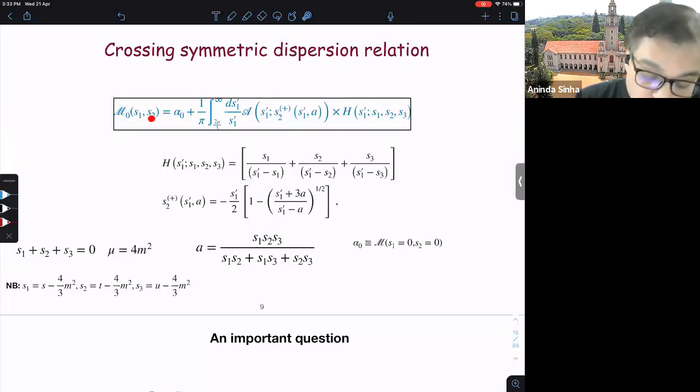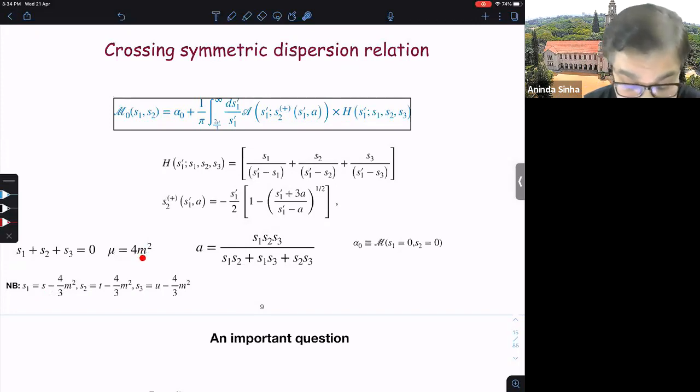So s1 and s2 are the analogs of the Mandelstam invariants. This is the amplitude. So s1 is just a shifted version of the Mandelstam variable. I've shifted it such that s1 plus s2 plus s3 is equal to 0. One of the reasons why I want to do that is that if I wanted to consider massless scattering, I could easily do that. So even for a massless theory, s1 plus s2 plus s3 would be equal to 0, rather than 4m squared.